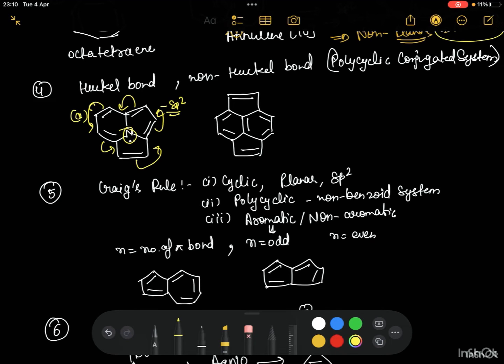Here, how many pi bonds are there? 1, 2, 3, 4, 5 pi bonds. This lone pair is not involved in resonance. Because of that, we will not count it in the 4n+2 or 4n pi system check for aromatic or anti-aromatic. So how many pi bonds are there? 1, 2, 3, 4, 5. That means the system is aromatic. We can also say this lone pair is a Huckel lone pair.